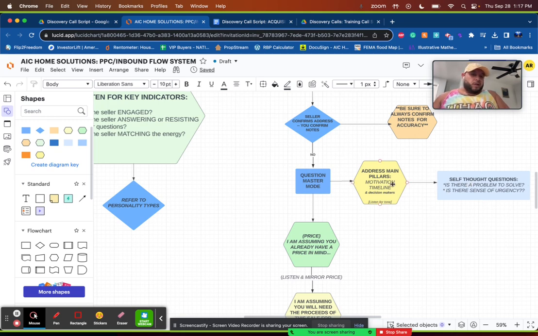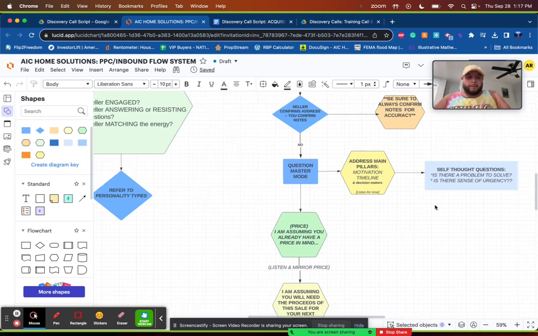Because this would really tell us the real motivation. We're going deeper into that, and at the same time, we're figuring out whether this is something super urgent and we've got to get ready to engage in the purchase of this home. That allows you to see where the seller's at.